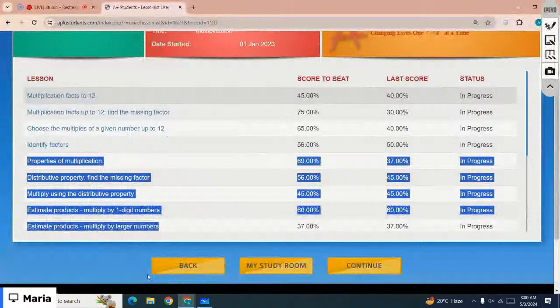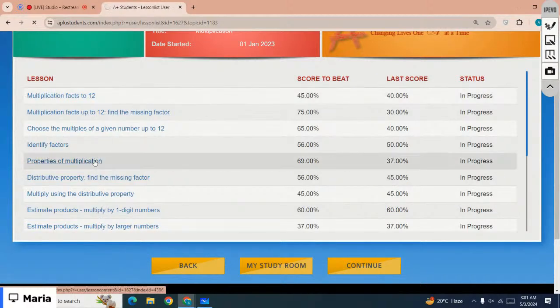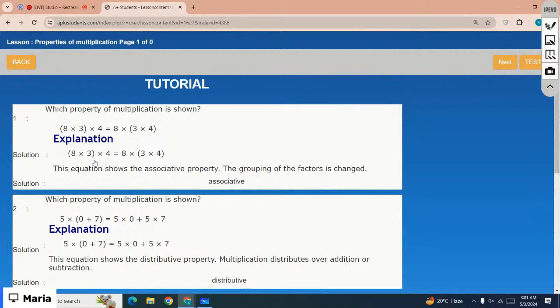So here I'm on grade 4 math. The chapter we are on right now is multiplication. Let's just start with the lesson that is properties of multiplication. Which property of multiplication is shown? In the same way addition and subtraction hold some properties, multiplication also holds some properties, right? So let's just look at the first one.